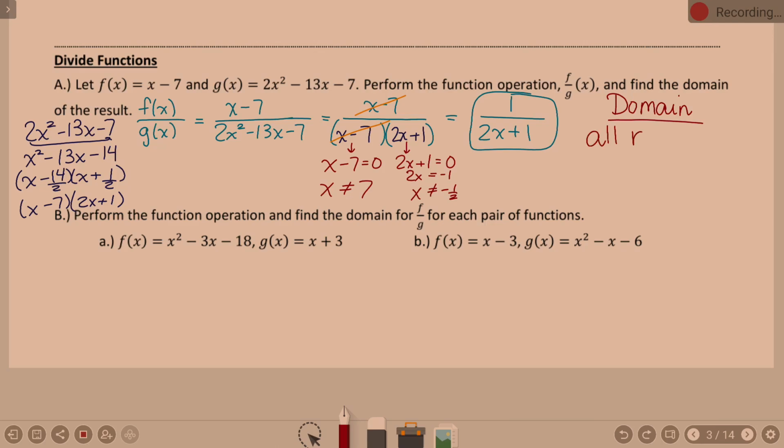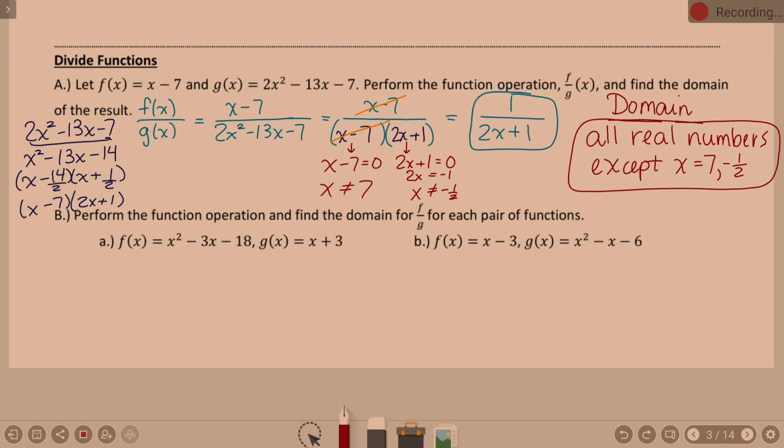So I'm going to say all real numbers, get this down, except x equals 7 and negative 1/2. Okay, so we talked about restrictions, or I think that's the word we used, wasn't it? It was either that or exclusions, but okay, we used restrictions. It's the same idea.